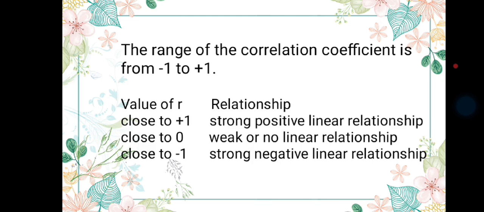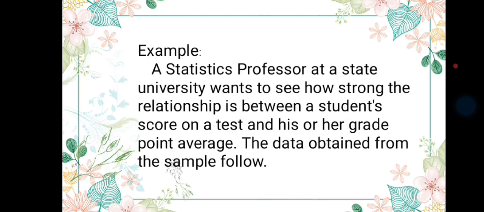If the value of r is close to +1, it is a strong positive linear relationship. If the value of r is close to 0, there is no relationship. And if the value of r is close to -1, the relationship is a strong negative linear.